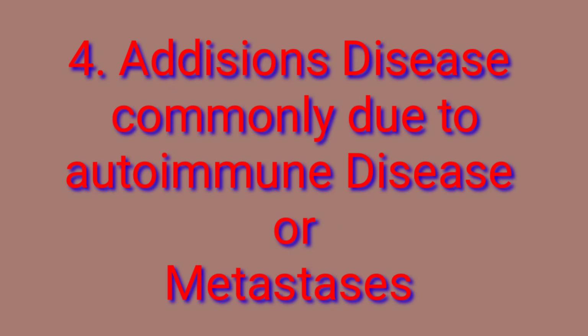Addison disease will also be included in adrenal calcifications in the adult age group, and this is commonly because of either autoimmune disease, or you must think of metastatic deposits. So because of metastasis or autoimmune disease, the disease called Addison disease should be included in the differentials of adrenal calcification in the adult age group.